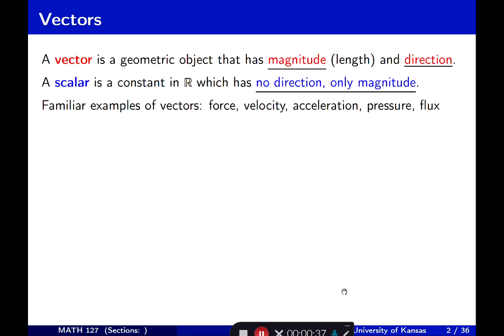Vectors. A vector is a geometric object that has magnitude, that's the length, and direction. A scalar is a constant in R, in real numbers, which has no direction, only magnitude. Some examples of vectors are force, velocity, acceleration, pressure, flux, and so on.